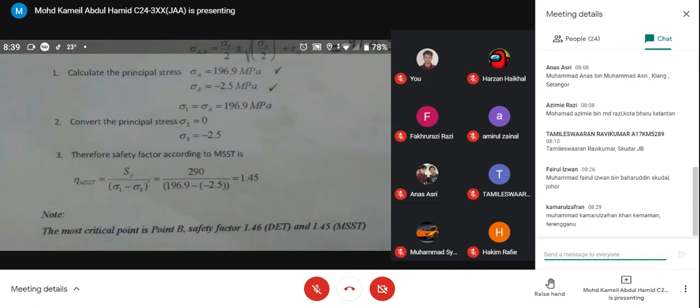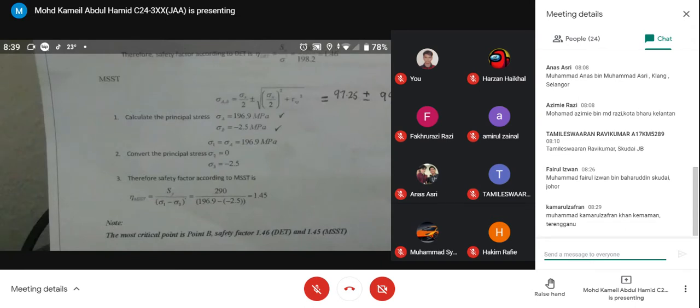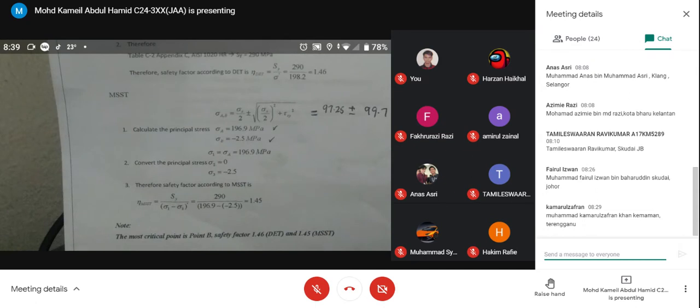So that is one example in relation to static failure theories, DET and MSST.